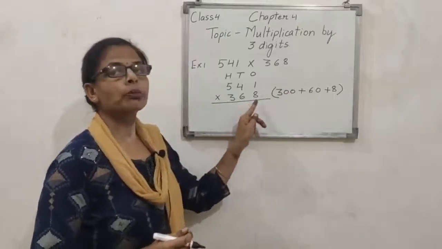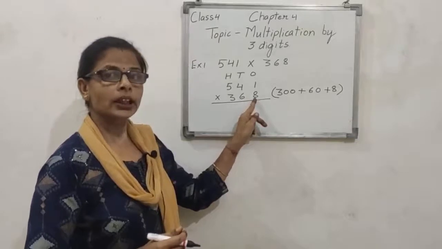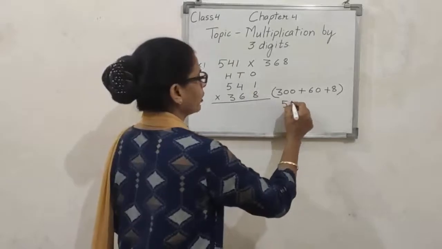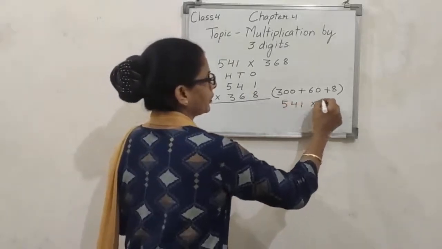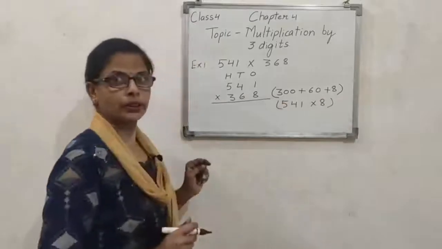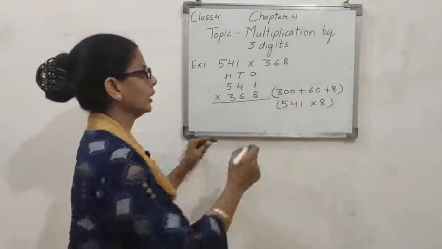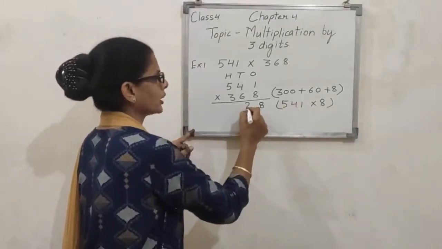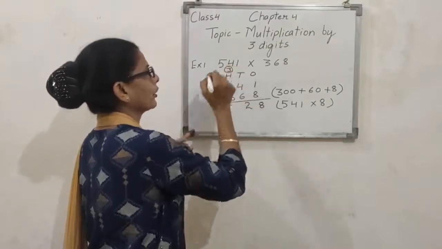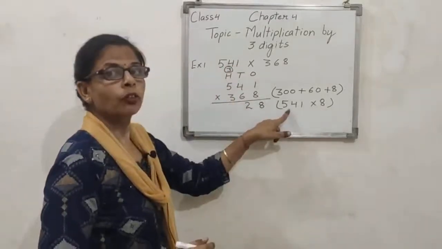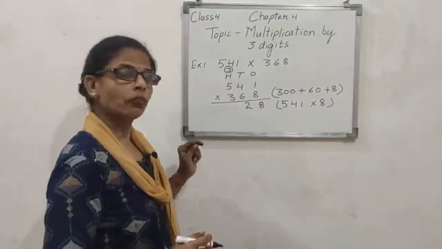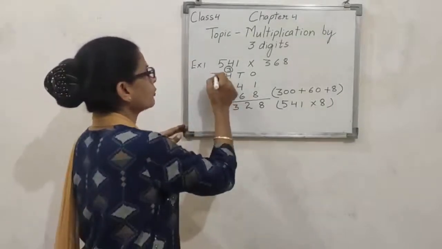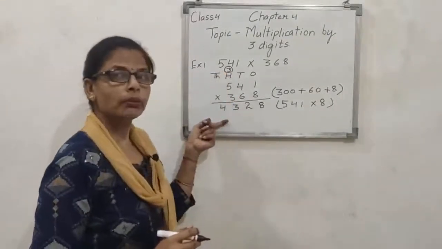Always remember we have to multiply from the ones place. Ones place is 8. So, we have to multiply 541 by 8 first. 8 is on the ones place, right? Now, 8 ones are 8. 8 fours are 32. 2 will be written on the tens place and 3 will be carried on the hundreds place. Now, 8 fives are 40. 40 plus 3 is 43. So, we'll write 43. So, 4 will come on the thousands place. Clear? This we have multiplied by the ones place.